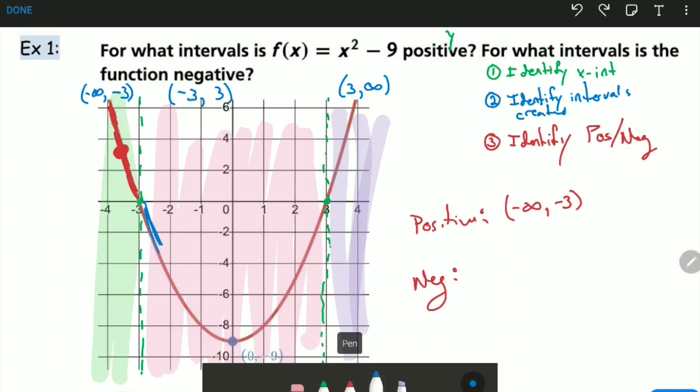My second interval, tracing over it there, is this portion here. If you take any one of those points on the line as an example, you would see that it has a negative y value. You can also just tell by looking and seeing that it's below the x-axis. Since it is below the x-axis, that second interval, -3 to 3, is negative.